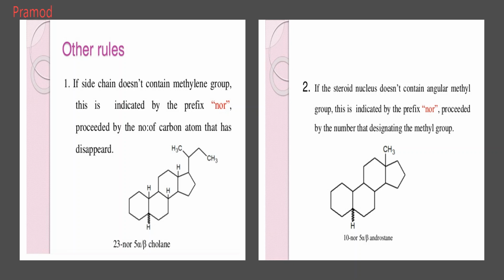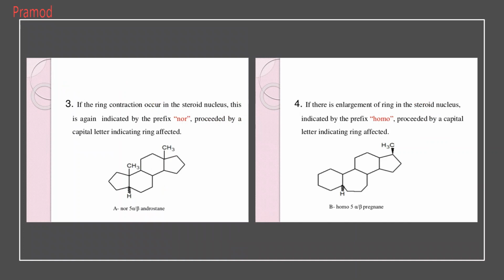Next, if the steroid does not contain an angular methyl, use the prefix nor preceded by the number designating the methyl group. If you see at the 10th position there is no methyl group. That's why it is known as 10-nor 5 alpha or beta androstane. Because there is a methyl group at the 13th position, the basic ring is said to be androstane.